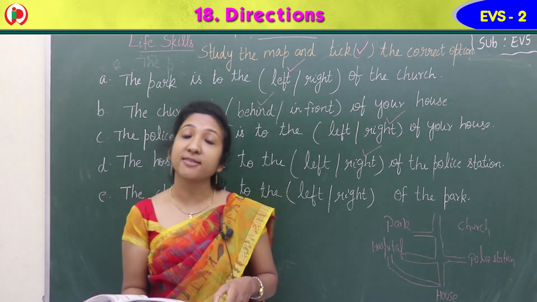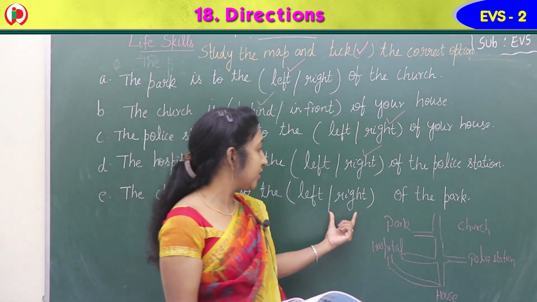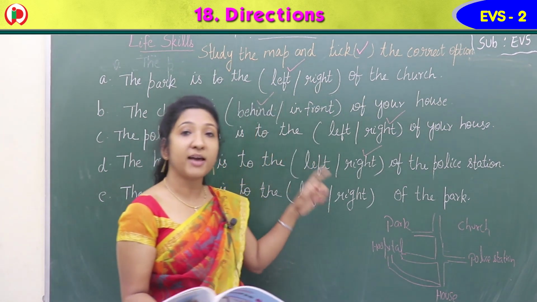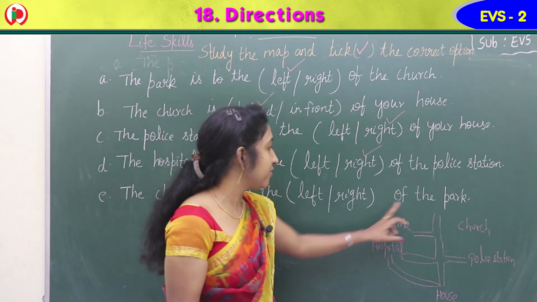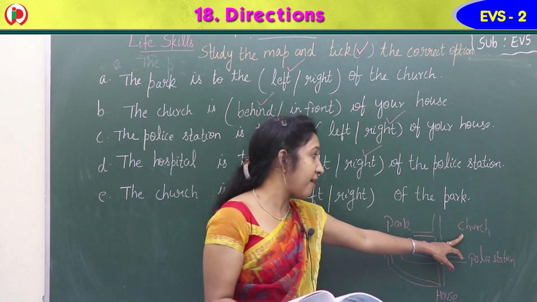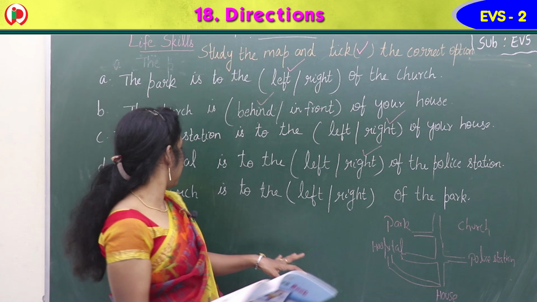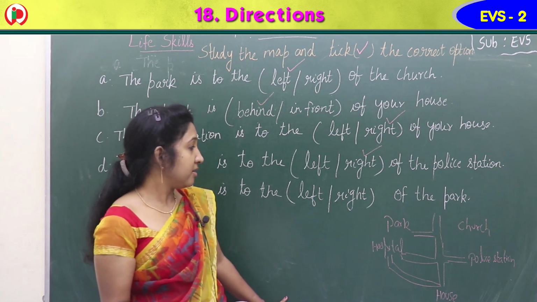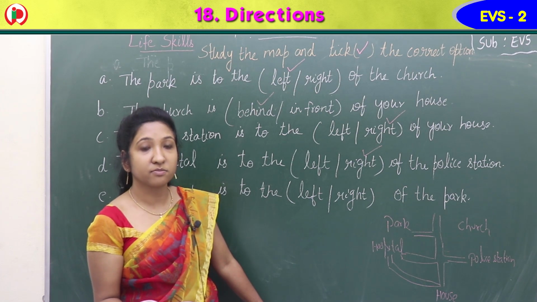Which side will be the answer? The church is to the left or right. You have to tick above the correct answer. So the church is to the dash of the park. Church is here. You can see the image. Observe the image carefully and tell the answer. The church is to the left or right of the park.